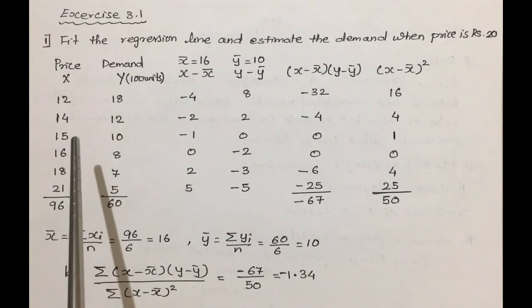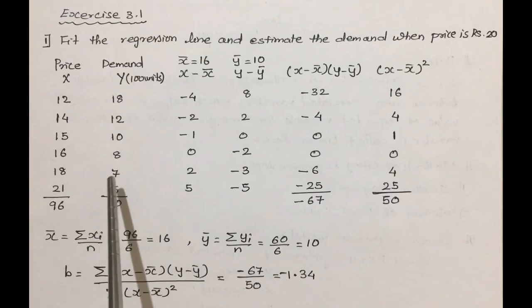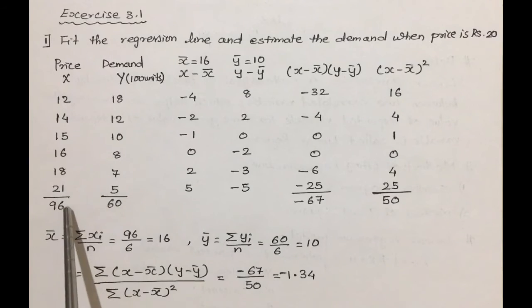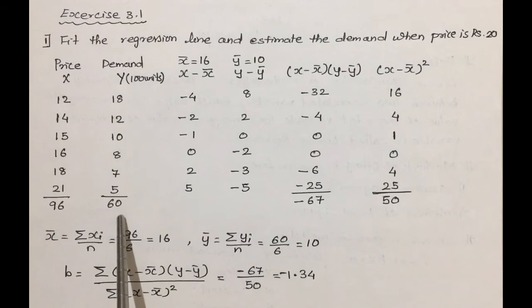Now first of all, we will calculate x bar and y bar. For that, we need the total of both these columns. X total is 96, y total is 60. So x bar becomes summation xi upon n, 96 upon 6, because the number of observations is 6 here. It comes out to be 16, without decimal. Then y bar, summation yi upon n, that is 60 divided by 6, 10. Again it is without decimal.